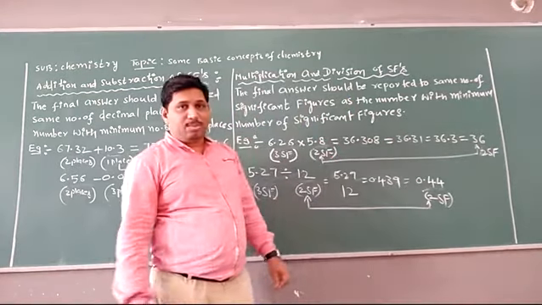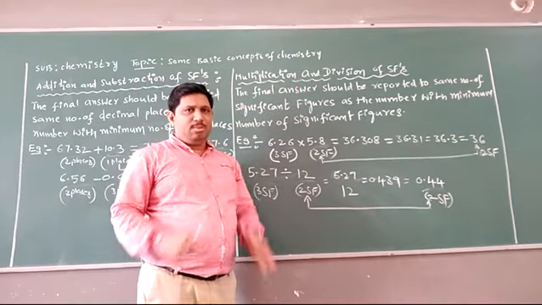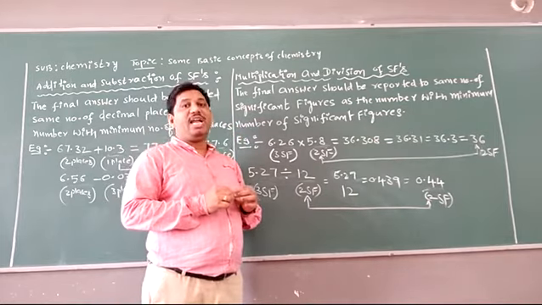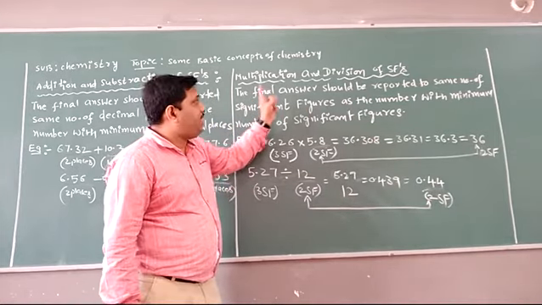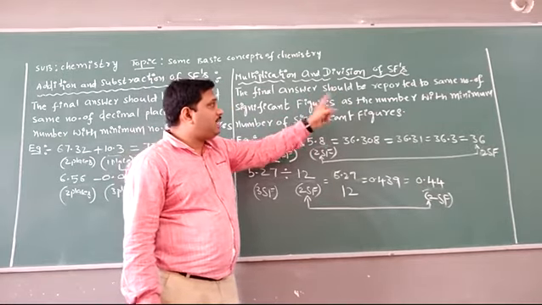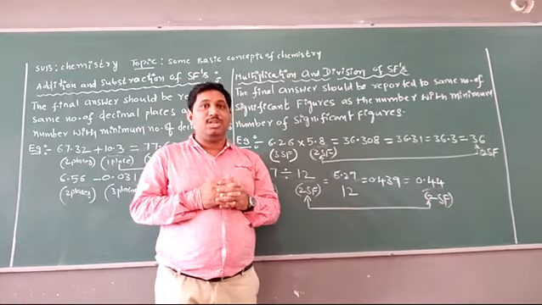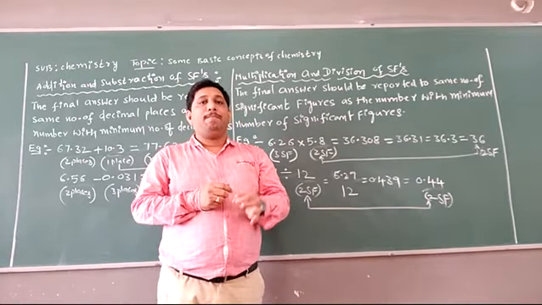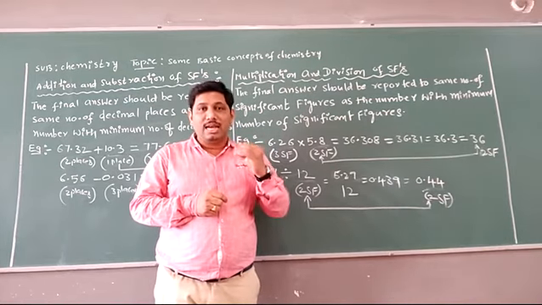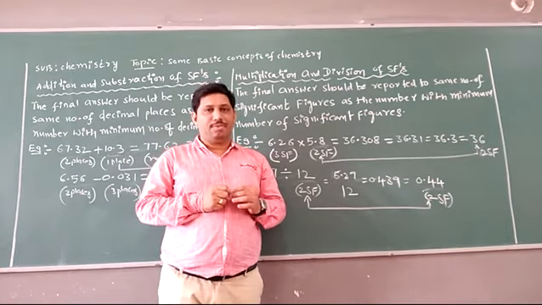Next, students, the next arithmetic operation, that is multiplication and division of significant figures. In the multiplication and division of significant figures, the final answer should be reported to the same number of significant figures as the number with the minimum number of significant figures. Minimum number of significant figures, student.